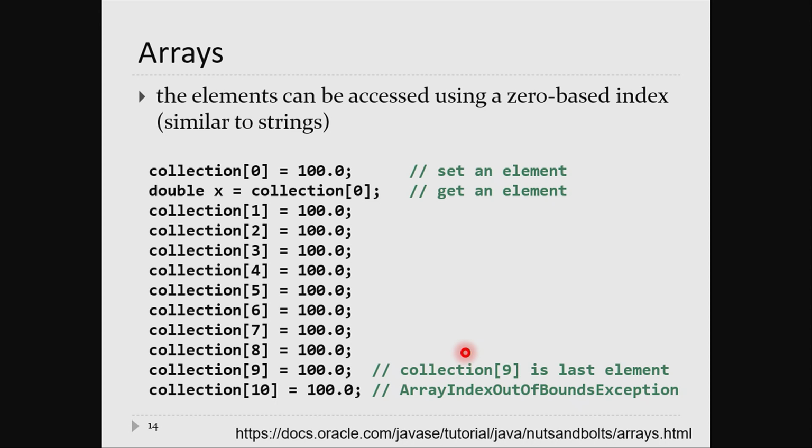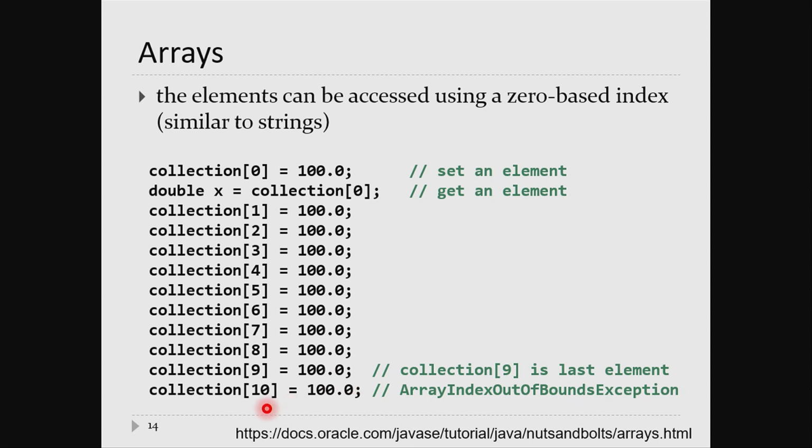Using a zero-based index, you can write something silly like this. Don't write this, but it is legal. Assuming you have your array collection, you can set the first element just by writing collection square bracket 0 equals something. You can get an element by writing something equals collection square bracket 0, just like in Python. You can do something similar for all of the elements, the second, third, fourth, fifth, all the way up to the 10th element. So collection 9 is the last element in the array.